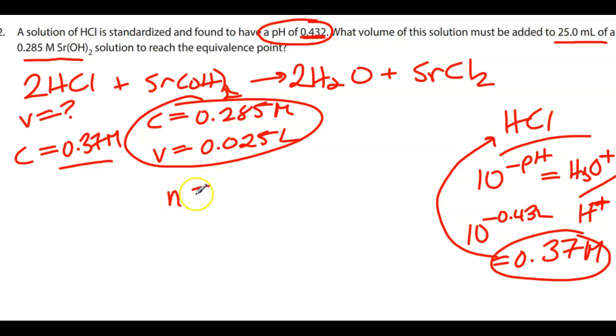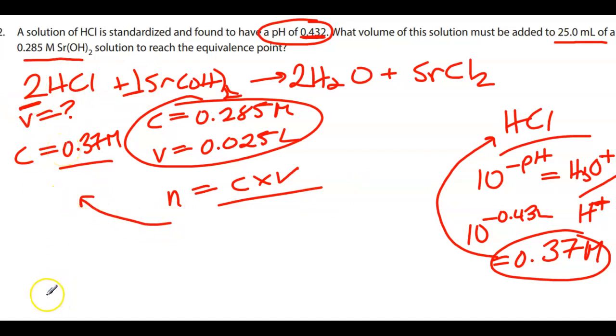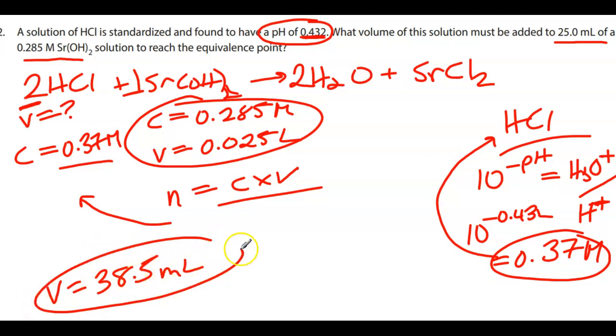So you would find your N, doing C times V, you would then look at the mole ratio, it's 2 to 1, so you'd have to double it. Then once you have your moles, you would solve for volume in that way. I'll preview what's different about this, but when the rest of it is the same, you should be able to access it at this point. So the volume you should get here is 38.5 milliliters.